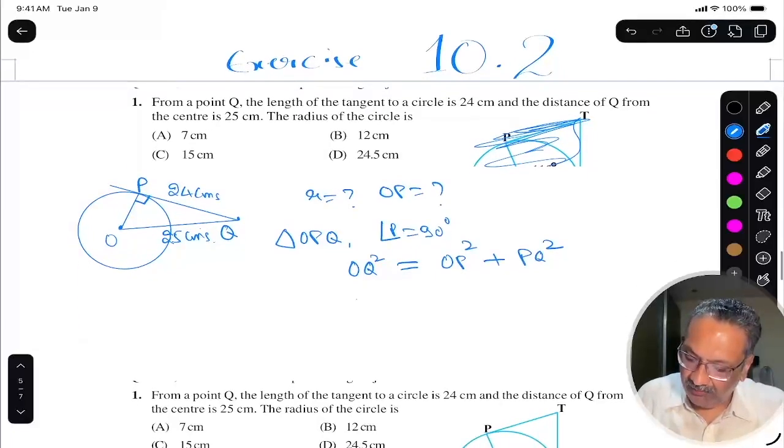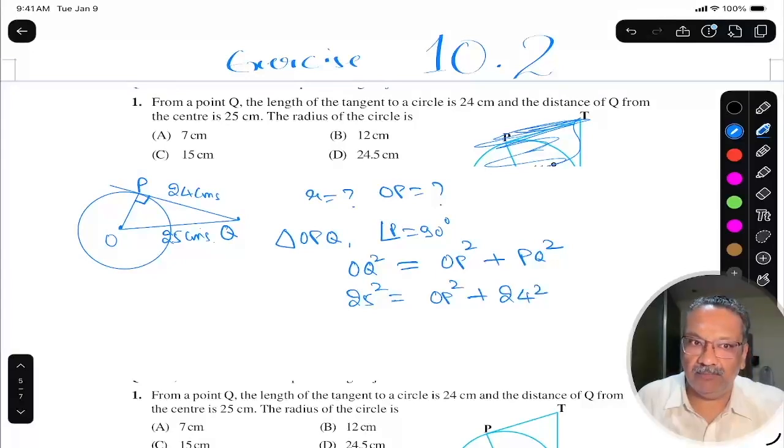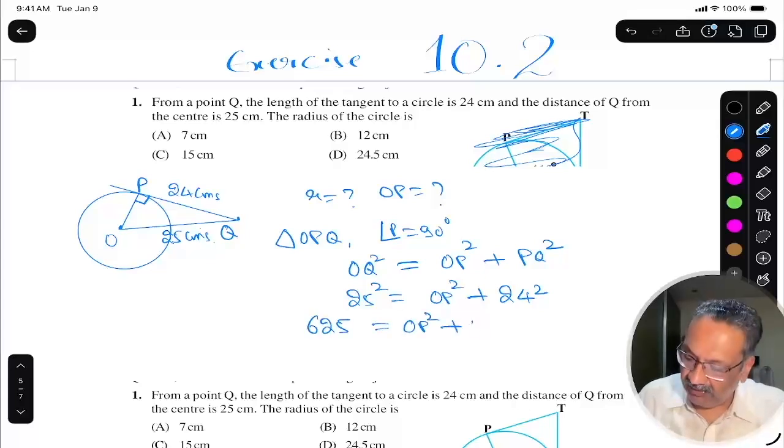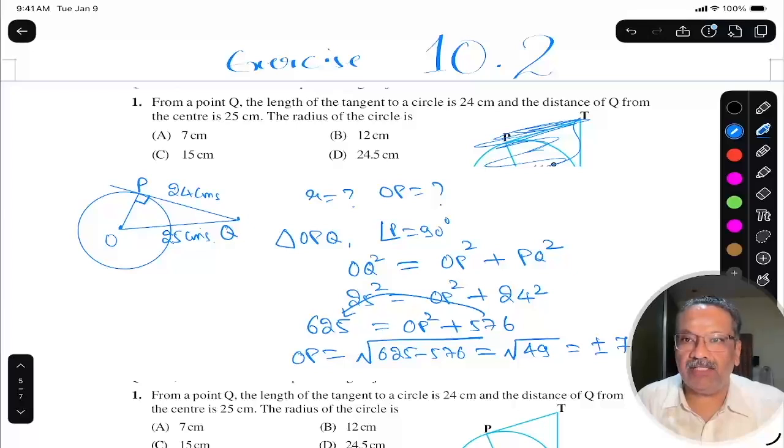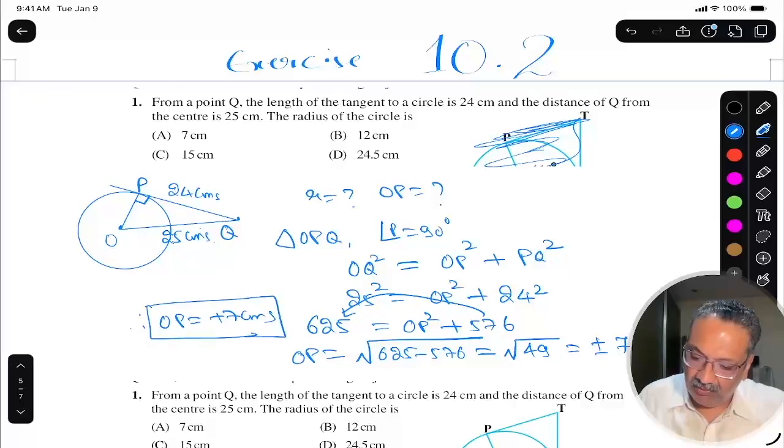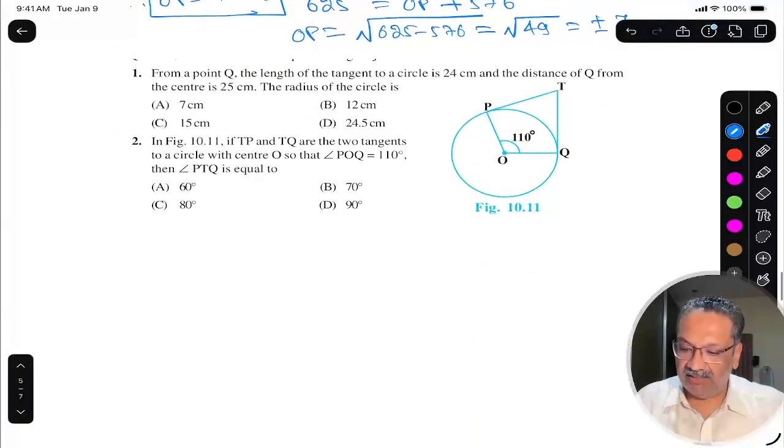So what is OQ square? 25 square is equal to, we don't know OP, OP square plus PQ square, which is 24 centimeter square. So 25 square is 625 is OP square plus 24 square is 576. So therefore OP is equal to square root of 625 minus 576, which is equal to square root of 49, or plus or minus 7. So radius cannot be negative. Therefore OP is equal to 7 centimeters. So which is the correct answer? Answer option A.